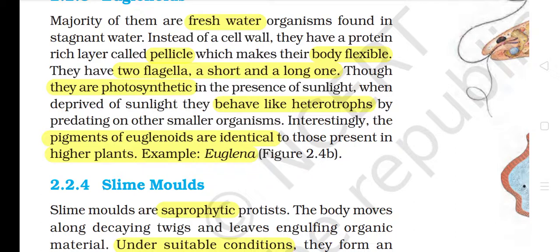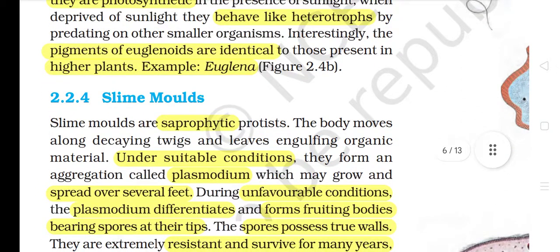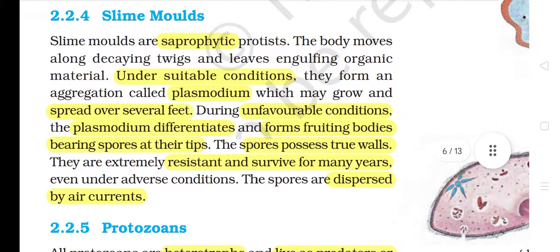2.2.4 Slime molds. Slime molds are saprophytic protists. The body moves along decaying twigs and leaves, engulfing organic material. Under suitable conditions, they form an aggregation called plasmodium, which may grow and spread over several feet. During unfavorable conditions, the plasmodium differentiates and forms fruiting bodies bearing spores at their tips. The spores possess true walls. They are extremely resistant and survive for many years, even under adverse conditions. The spores are dispersed by air currents.